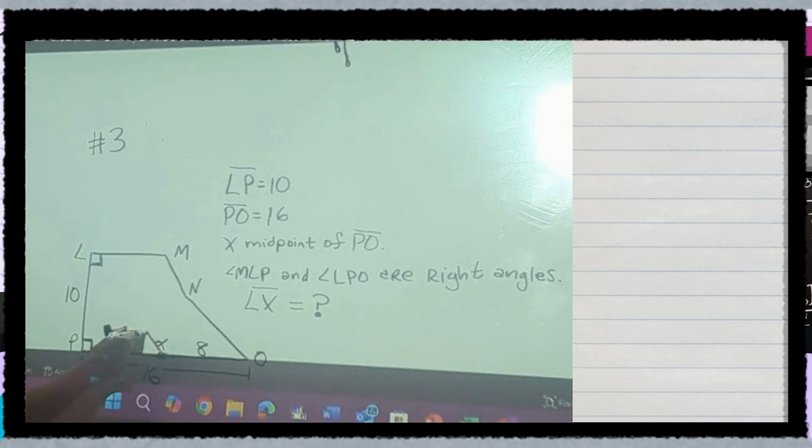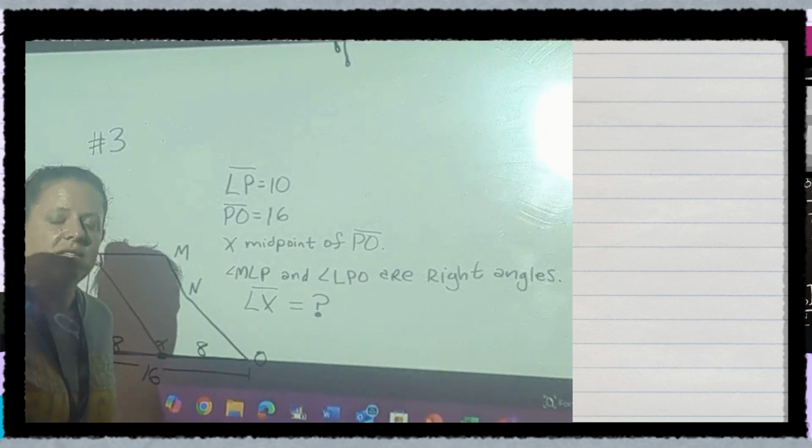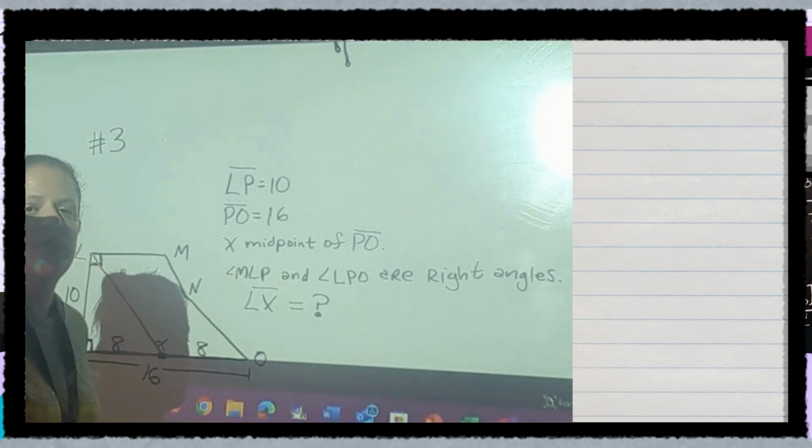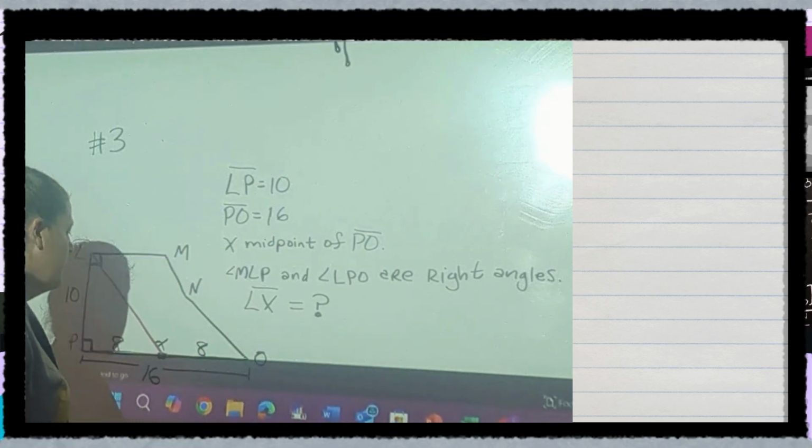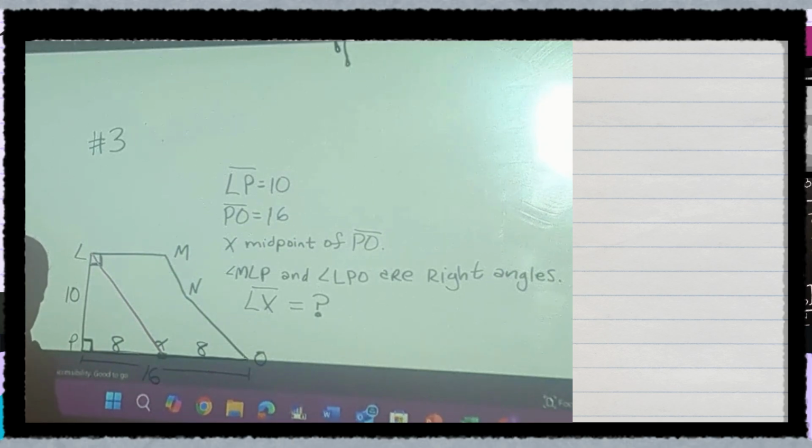L to X. Now, there's no indication that that is a 45-degree angle or not. It shouldn't be actually, because if this is 10 and this is 8, that's not going to be a 45, 45, 90. It's not going to be isosceles, and it's not going to be equilateral. So what can we do?